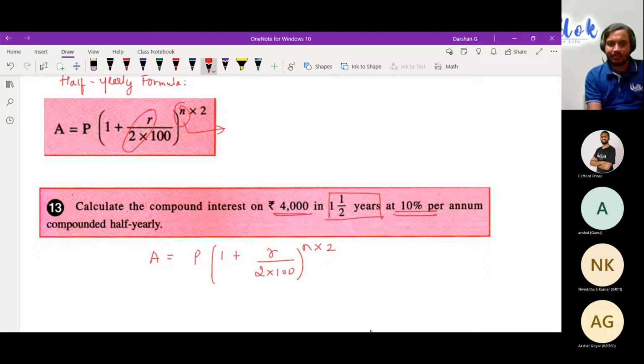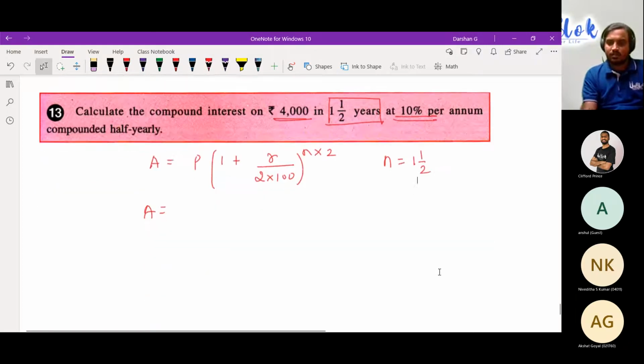And again, be very careful. We have to work with respect to the term. If it is 1 year, it should be with respect to that, like in 1 year how many times it's coming. So anybody with the answer? So n is equal to 1.5 years. If I write it in mixed form, it is 1.5. If I write it as an improper fraction, it is 3 by 2.